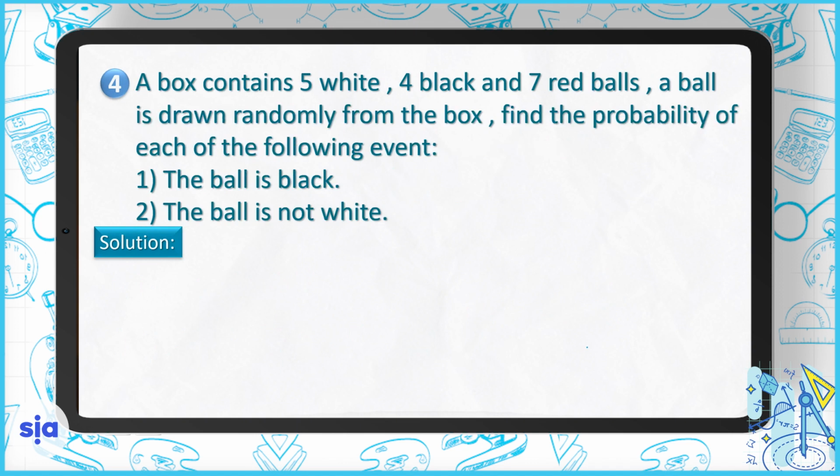Question 4. A box contains 5 white, 4 black, and 7 red balls. A ball is drawn randomly from the box. Find the probability of each of the following events. The first one, the question wants the probability of getting a black ball. So the probability of black is all that I want, which is all the black, over all that I have, which is the total number of balls, that is 16. When you simplify this fraction, it's 1 over 4.